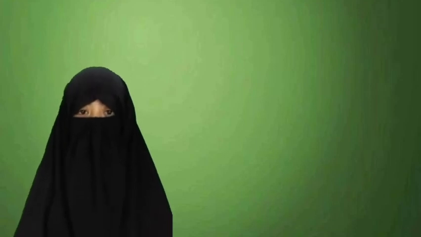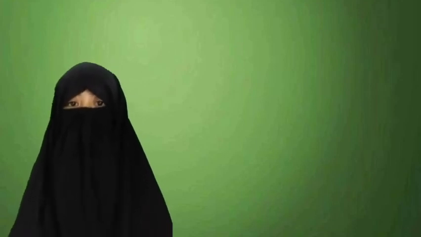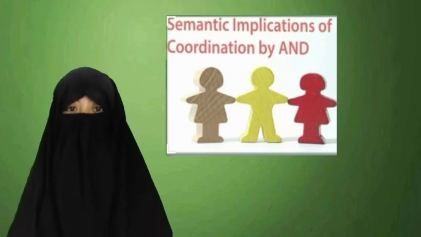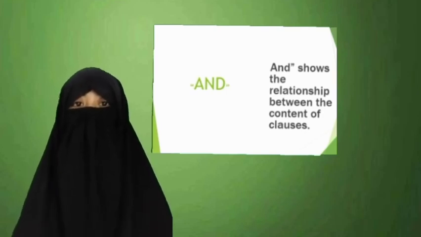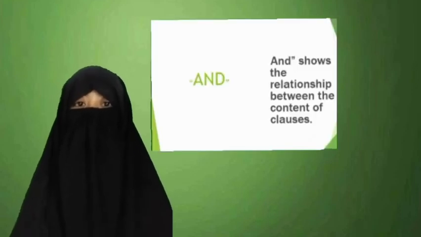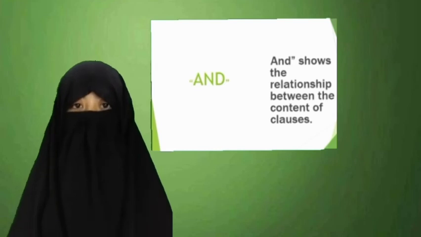I am the last speaker in this group, and the topic of my material is about semantic implications of coordination by and. The coordinating conjunction and shows the relationship between the contents of clauses. We can make connections clearly by adding adverbs. Jadi, di sini kata and menjadi penghubung antar isi dari klausa.